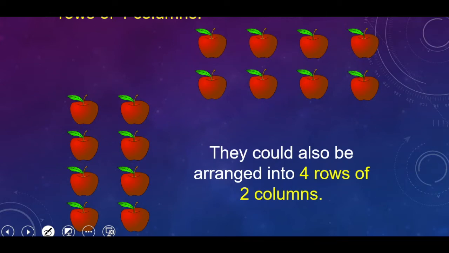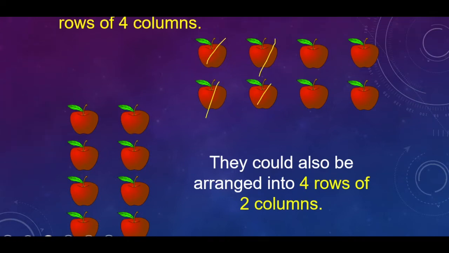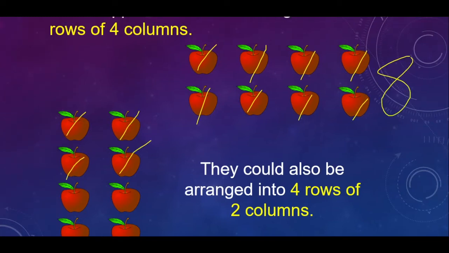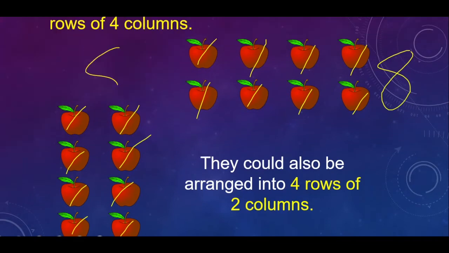Important thing to remember: these apples have been arranged into 2 rows of 4 columns. But remember that you can swap it around. It could be 4 rows of 2 columns and there's still the same number of apples. There's 1, 2, 3, 4, 5, 6, 7, 8 in this one, and 1, 2, 3, 4, 5, 6, 7, 8 in this one. Even though they are in different rows and columns, it is still the same number of apples. They're just arranged differently.